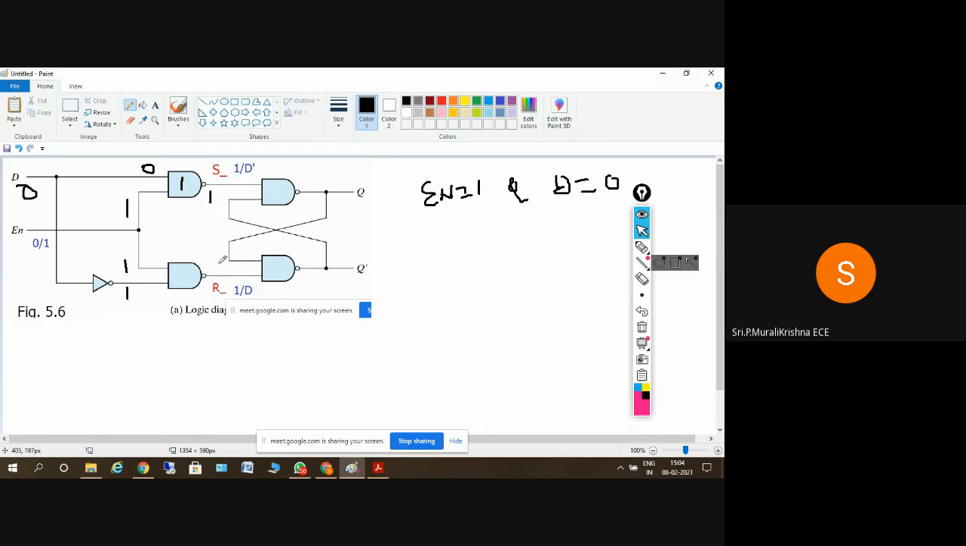When both inputs are 1, the output is equal to 0. When one of the inputs of a NAND gate is 0, the output is equal to 1. So this output is equal to 1, and this 1 is given to this NAND gate. So Q will be equal to 0. Our main focus is on Q here. So when D is equal to 0, we get Q equal to 0.